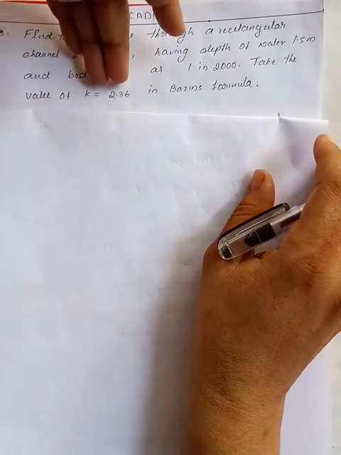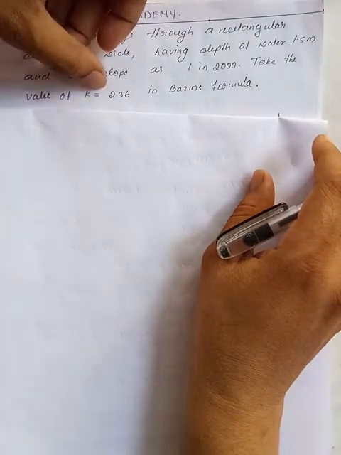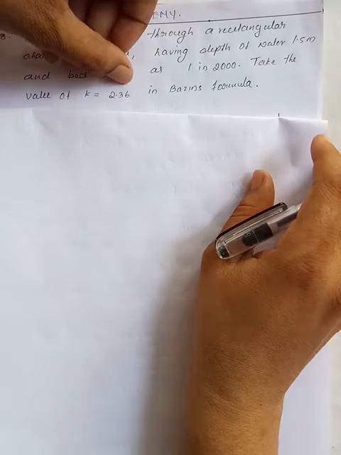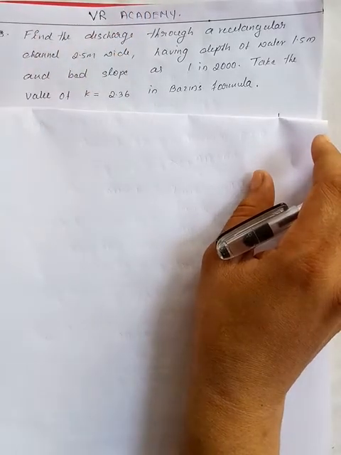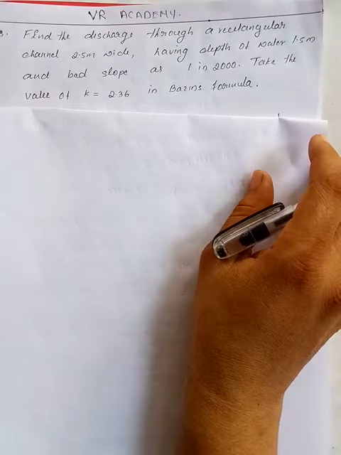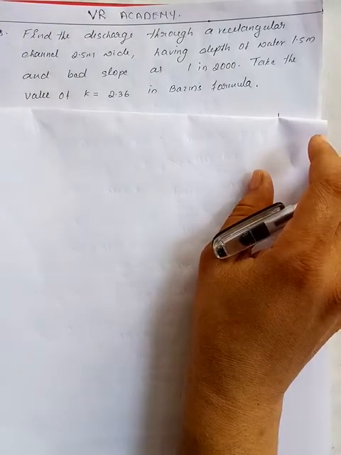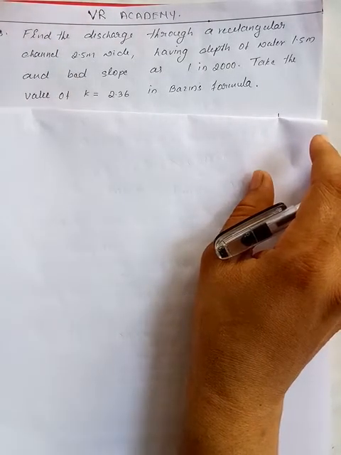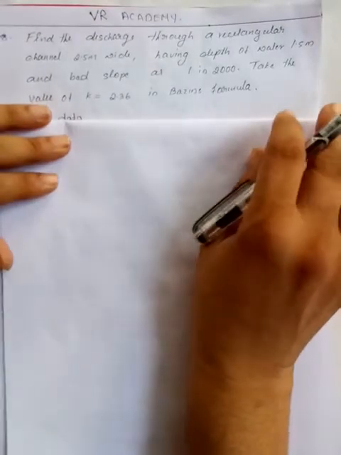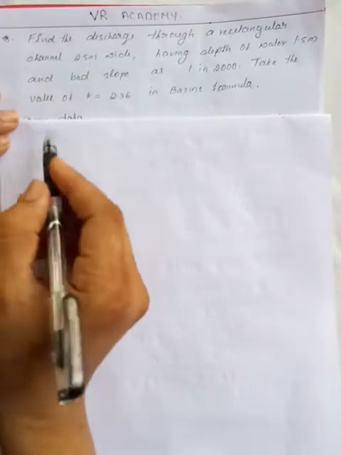Means itself it shows they gave Bazin's constant, K is equal to 2.36. So by using this Bazin's constant you can find out the Chezy's constant. In the last few numericals they already mentioned the Chezy's constant directly, but here they gave the Bazin's constant. By using the Bazin's formula you can find out the Chezy's constant. So here, find the discharge through the rectangular channel 2.5 meter wide, having a depth of water 1.5 meter and bed slope as 1 in 2000.